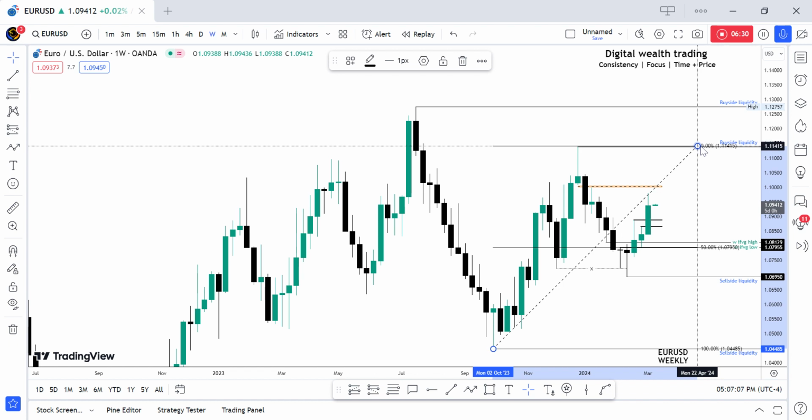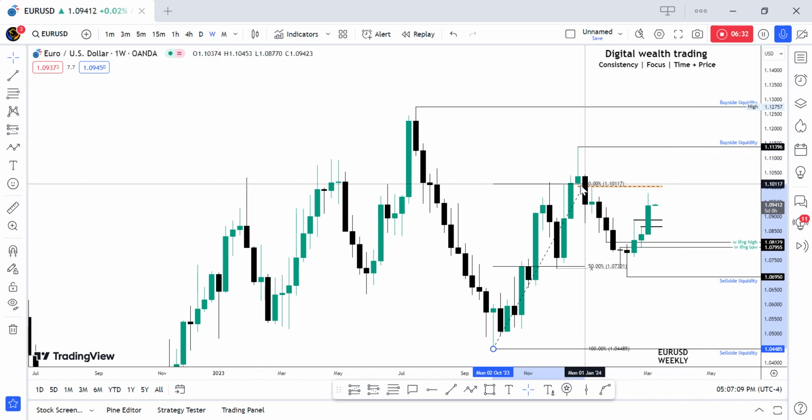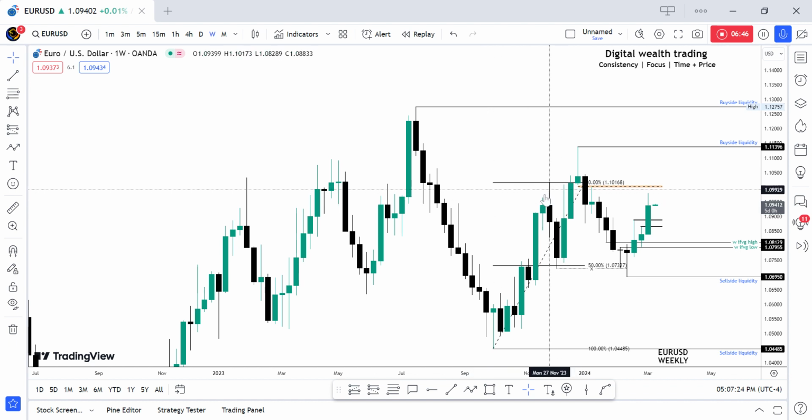Now, let's take this fib again. This is an opportunity for you to learn how to use your fib. To me, I only use fib to classify my premium from discount, right? That is what I basically use my fib to do. That's why most of the time when I apply my fib, you only see 50%, 0% and 100%. I just want to know if I'm in a discount level or a premium level.